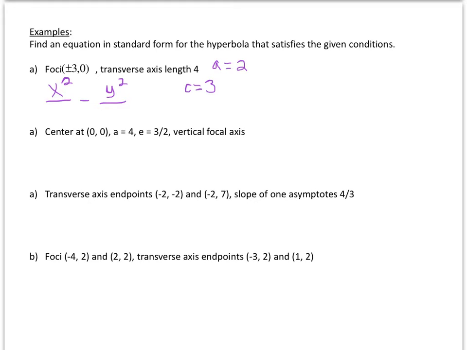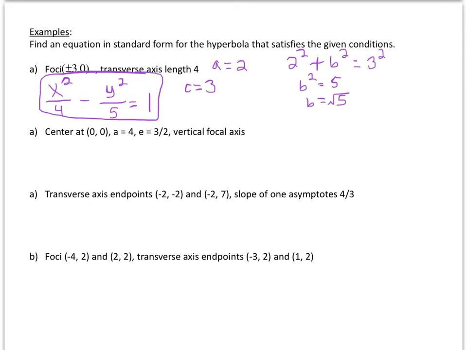So we know that a is 2. We probably should try to find b. And then we know that c is 3, so we're going to end up doing 3 squared minus 2 squared, which is 5. And then we're going to square root both sides and get the square root of 5. But underneath x squared should be a squared, which is going to be 4. Underneath y squared should be b squared, which is actually going to be 5. It equals 1. So there's my equation.